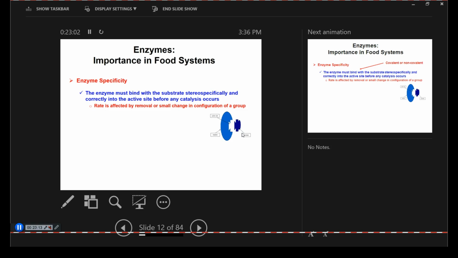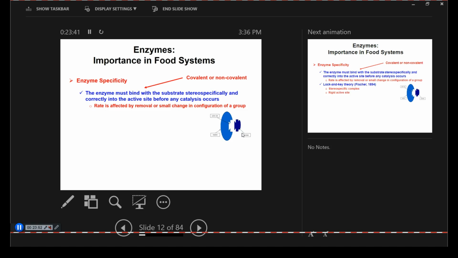So rate is affected by removal or small change in the configuration of the group. So the rate of the reaction is impacted by the change in the structure of the enzyme or the substrate. If there has been any change, then it will impact how they bind to each other. Do you think the binding is covalent or non-covalent? The type of interaction between the substrate and the enzyme.